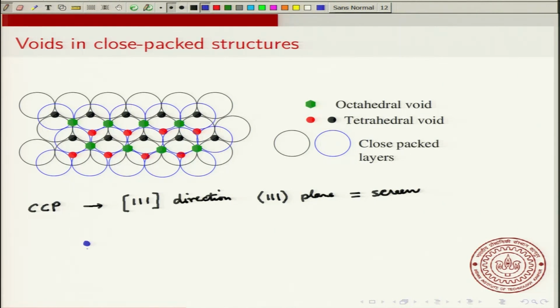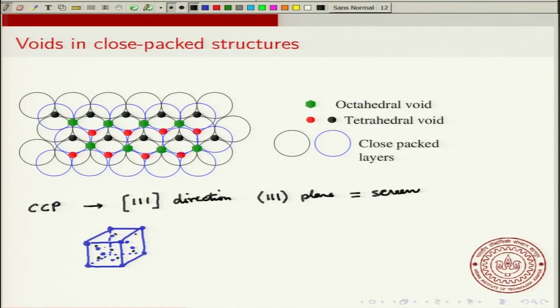We usually show the FCC structure in the form of a cube, and we show the location of the voids. So the tetrahedral voids, as you are familiar, will be located along the body diagonals. There are 8 tetrahedral voids located along the body diagonals. I am not focusing on the sign of these tetrahedral voids, but you know that there are 8 of these located along the body diagonals.